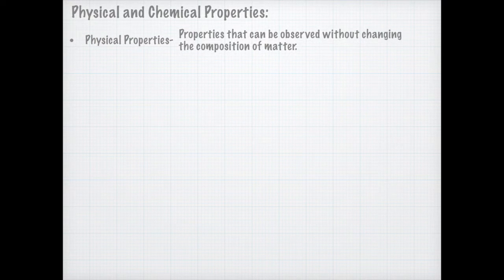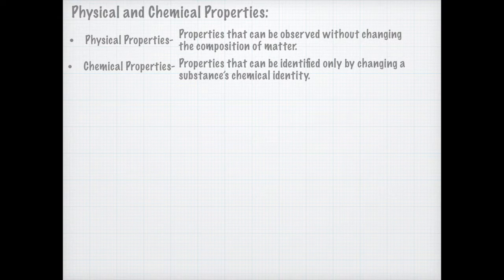So the next thing we're going to be talking about in this class are physical and chemical properties. Physical properties are properties that can be observed without changing the composition of matter, without changing the identity of the substance, while chemical properties are properties that can be identified only by changing a substance's chemical identity. So for example, if I said my shirt is blue, that observation, that property can be observed without changing the identity of the substance. Therefore, it is a physical property.